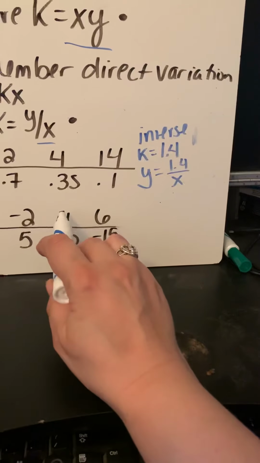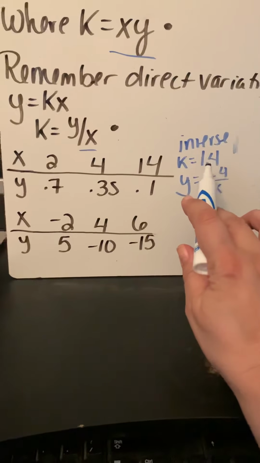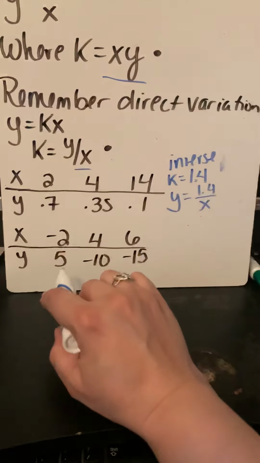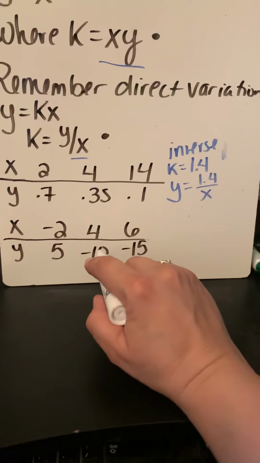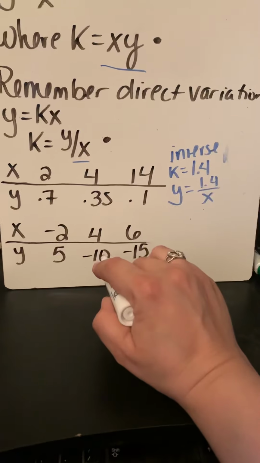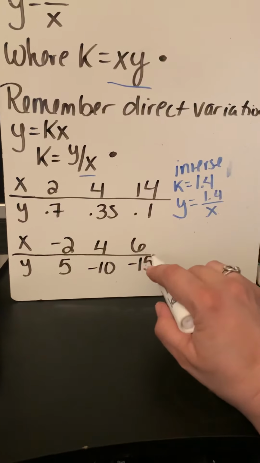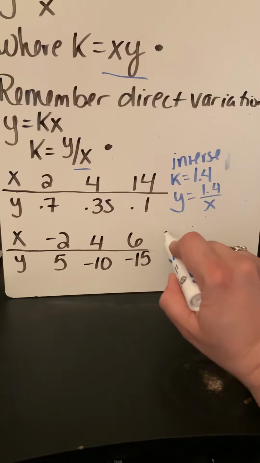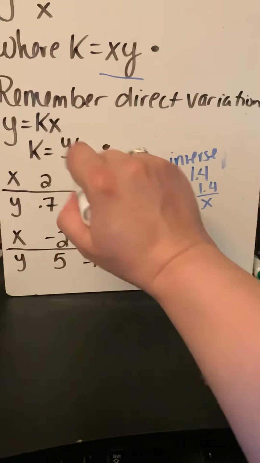Down here, if I'm looking at these, I'm going to go with the multiplying first. Well, that's -10, -40. I already know it's not going to be an inverse variation. So now I divide. I do my y over x. So this is going to be 5 over -2, which is -5 halves. -10 over 4 reduces down to -5 halves. -15 over 6, that also reduces down to -5 halves. So now I have a direct variation because I divided.